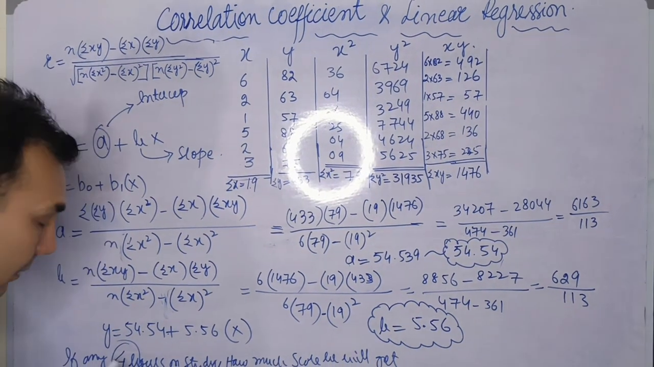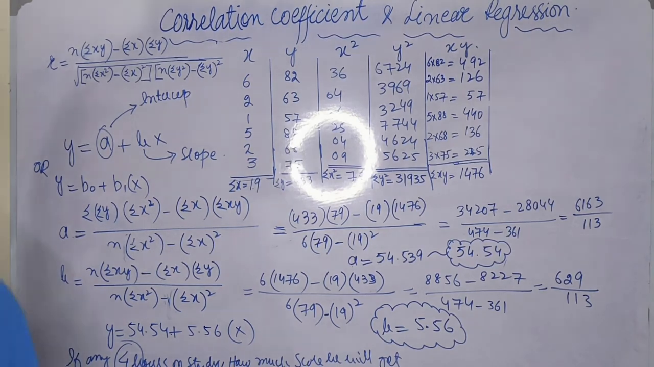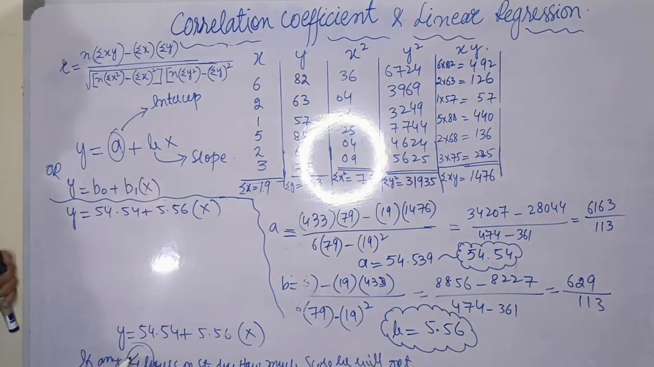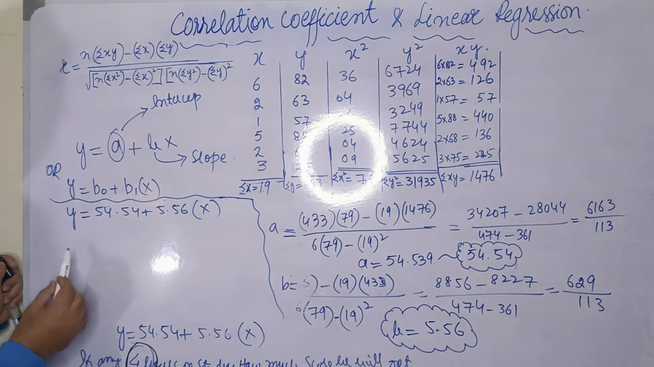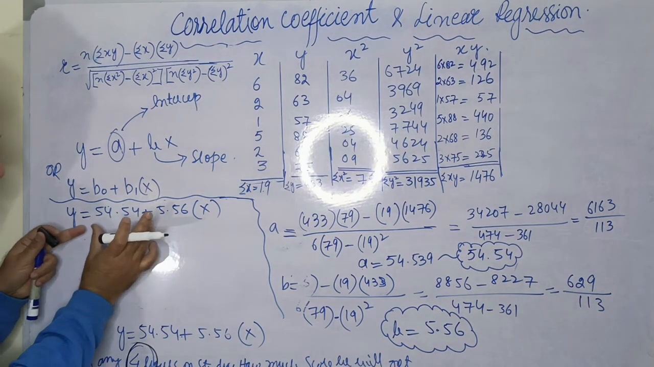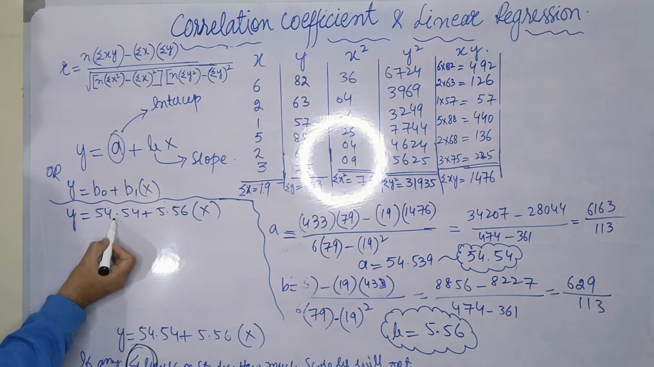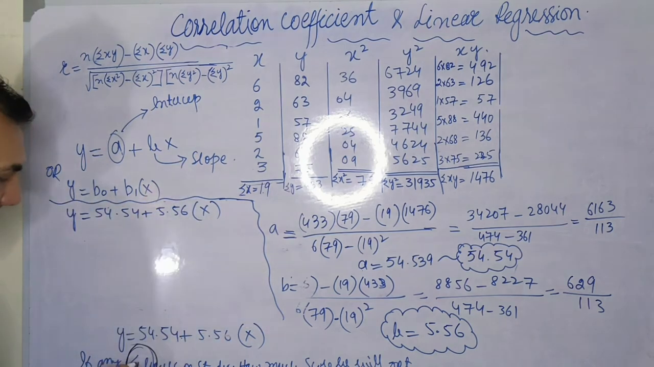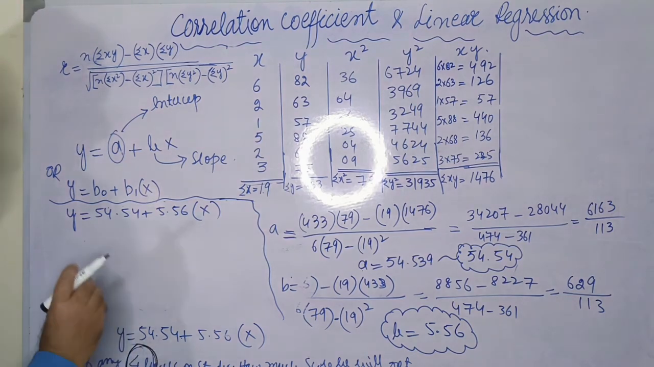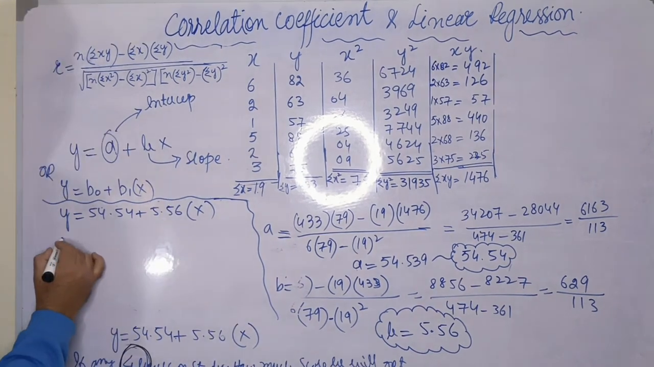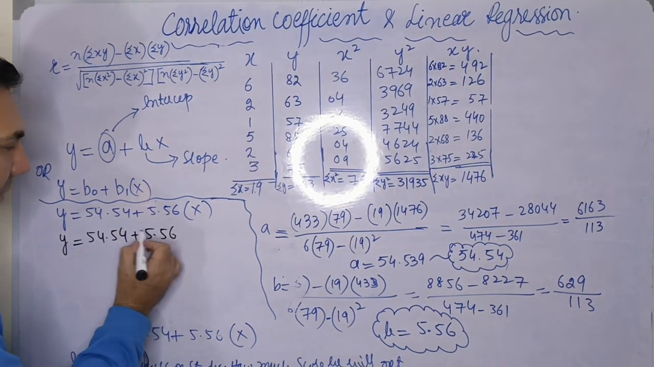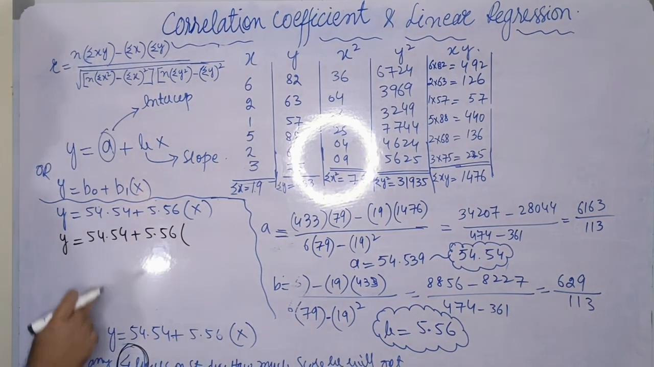Let's see over here. If any student spends 4 hours, how much score will he get? Here we have the linear regression equation. The value of the intercept is 54.54 plus 5.56, which is the value of B, the slope, and the X. Now the examiner is asking, if any student spends 4 hours, how much score will he get? Now Y is equal to 54.54 plus 5.56, which is the average score of Y, and the X value. The X value is given over here, it is 4.